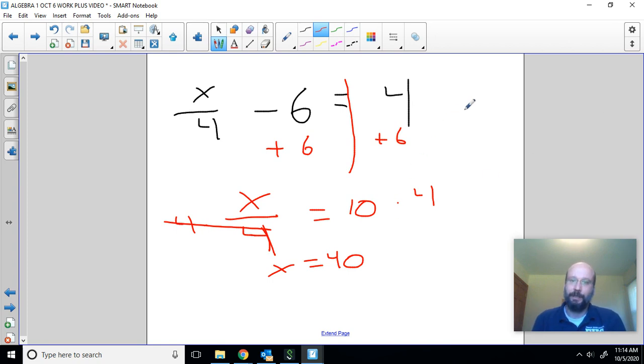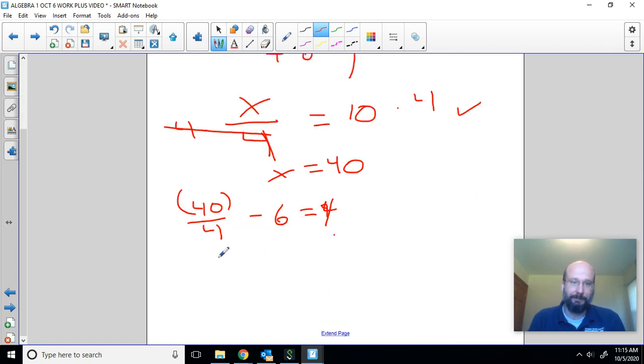All right, two steps. First step, second step. So now we're going to replace the x with 40. I like putting parentheses in there. And then we're going to check this. 40 divided by 4 is 10. 10 minus 6 is 4. So again, I've done all the work, I've checked my answer, and I have the right thing.